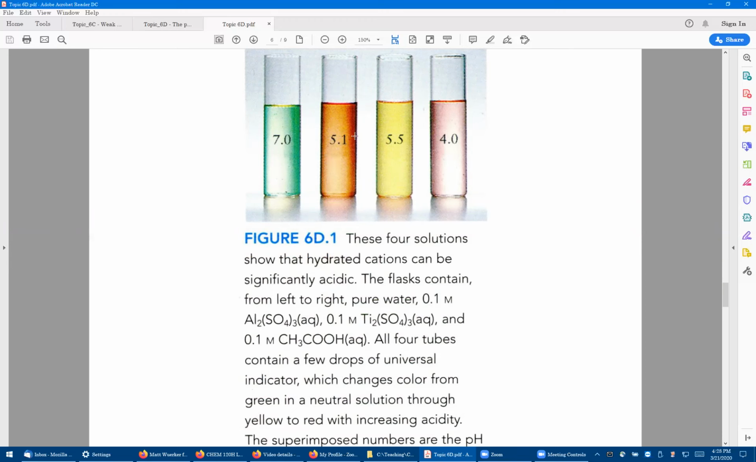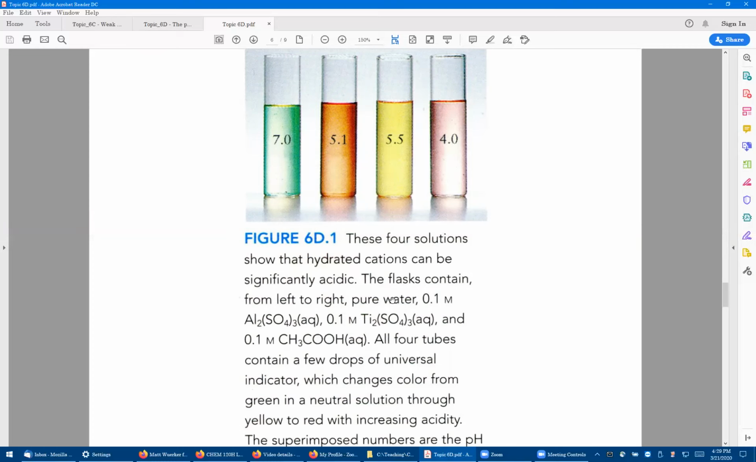It behaves like a mildly acidic solution. The same thing is true for a solution of titanium sulfate. This contains titanium 3 ions, which behave the same way. It's hexa-aqua titanium 3, and it also behaves like a weak acid. It's not a conjugate acid of anything. It happens to be one of these complex ions. And so you can see from this pH here that it also behaves like a mildly weak acid.